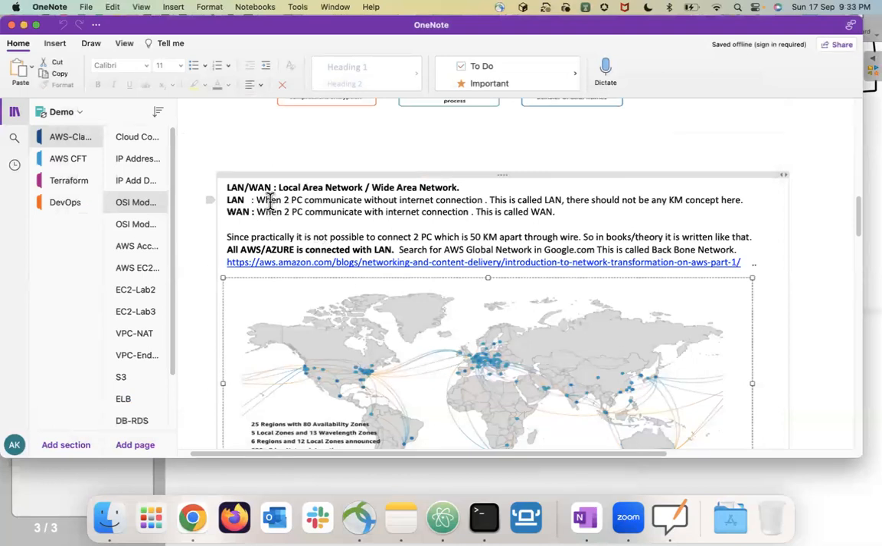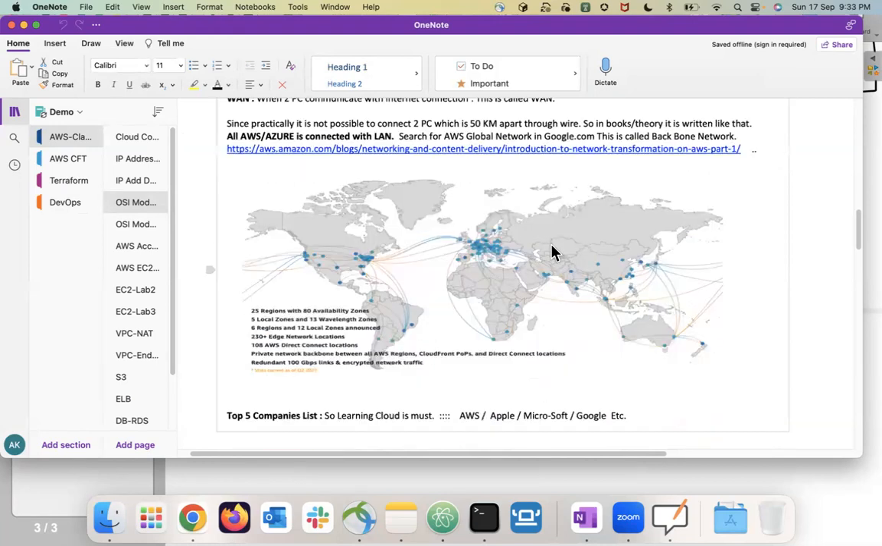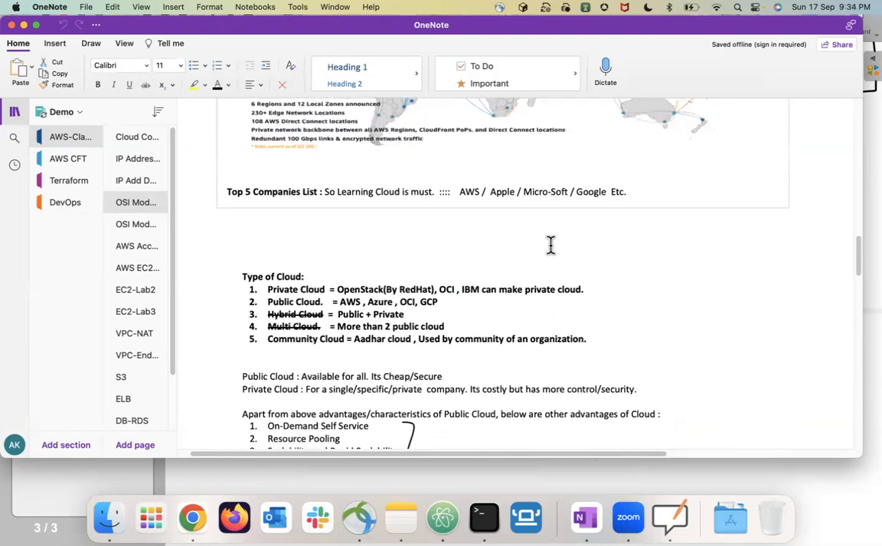When two PCs communicate without the internet, this is called LAN. There should not be any kilometer concept here. The distance may be small or big, but if they are not using the internet and are using a cable, that is called a LAN. WAN means what? When two PCs communicate with an internet connection, this is called WAN or MAN, whatever you call it.